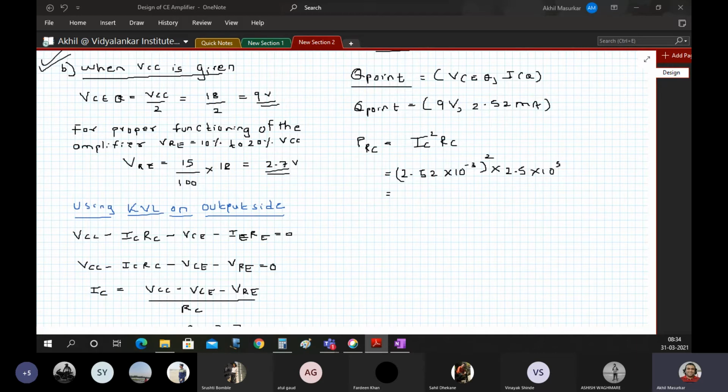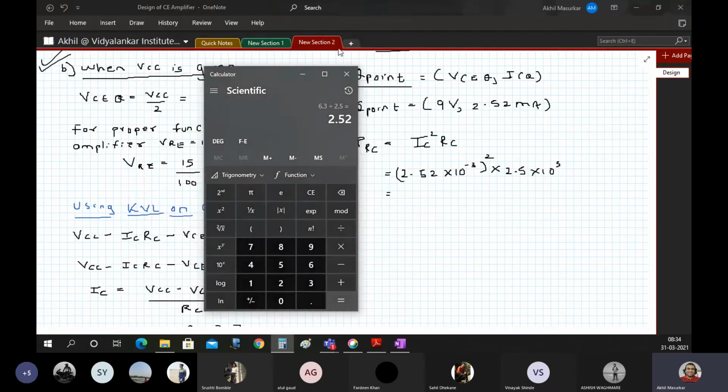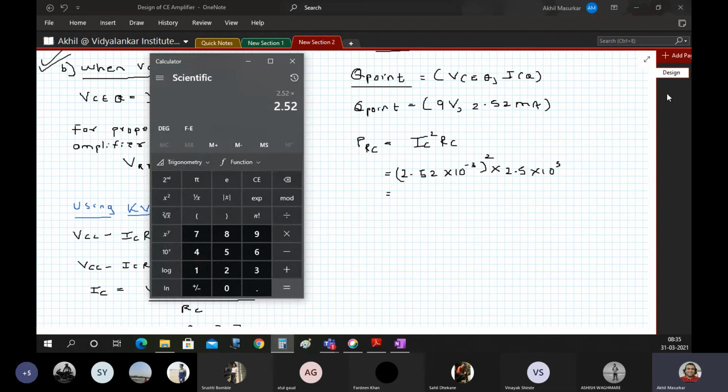How much is this PRC? Please post your answers in the chat box. Everybody should calculate this. This is a short question in the exam. 2.52 into 2.52 into 2.5 into 10 raised to minus 3. So that will be 15.876 milliwatts.